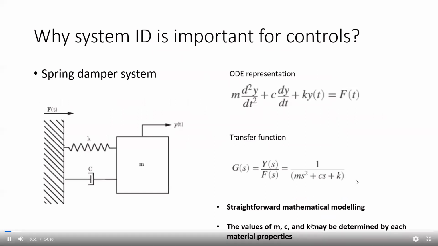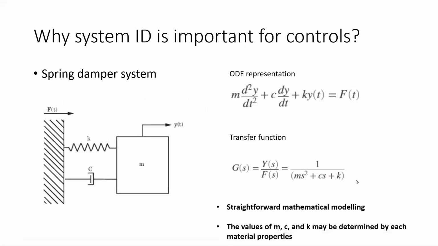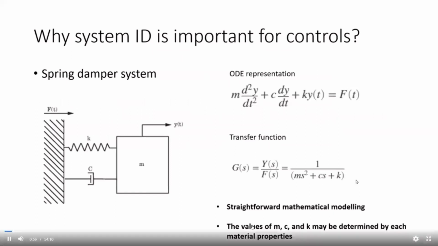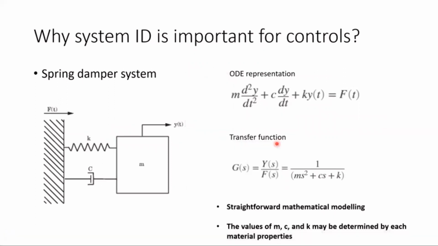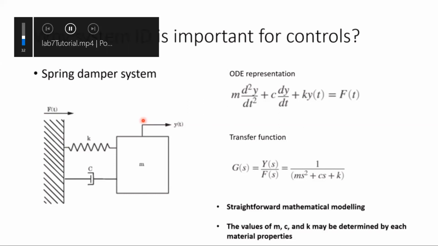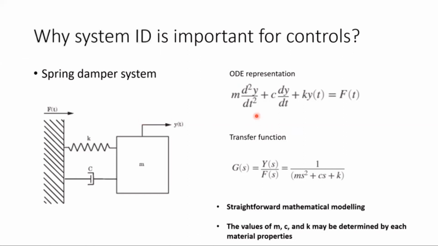All right, so let's begin with a little bit of motivation. Why is system ID important for controls and mechatronics? Let's think of our baseline system, like this one, the spring damper, one of our benchmark systems during all this lab. The mathematical model behind this spring damper system is pretty straightforward, as you can see here. You can see the ODE representation. It's pretty easy to obtain based on Newton's second law and the free body diagram.